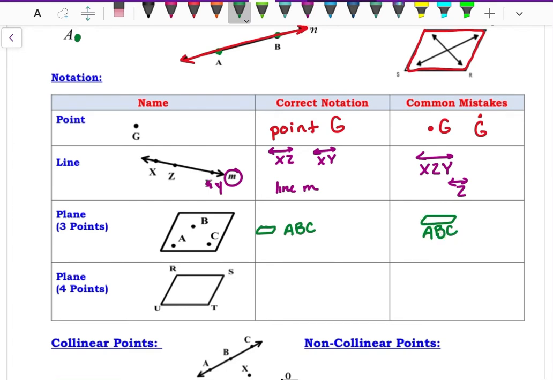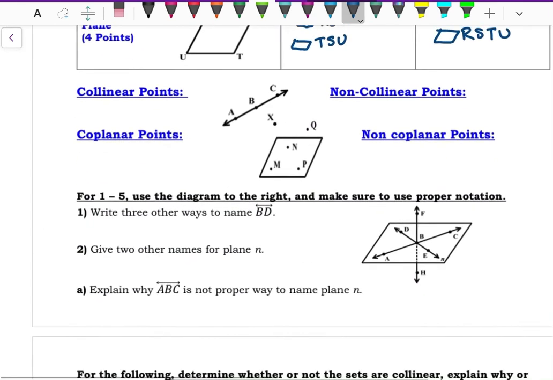With a plane for 4 points, kind of like this one where there's 4 points at each corner, again, we only name planes using 3 points. So this plane could have many names. It could be plane RSU. It could be plane TSU. It could be any of those 3 points, but it can't be plane RSTU. We only name planes using 3 letters.